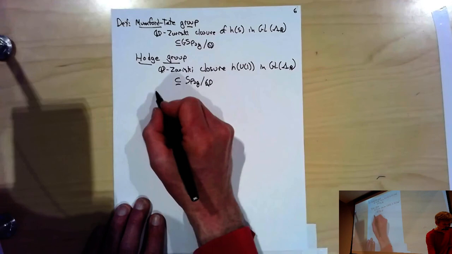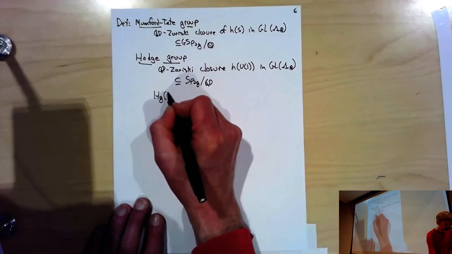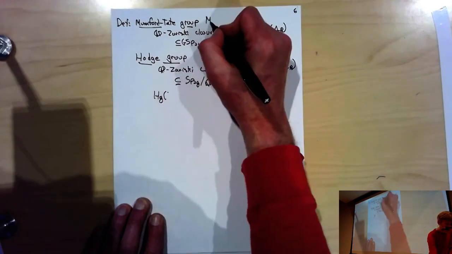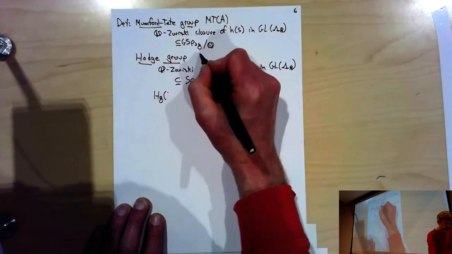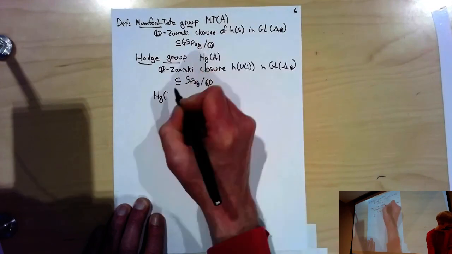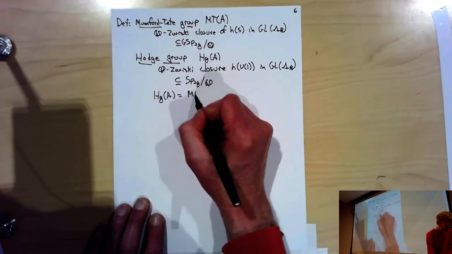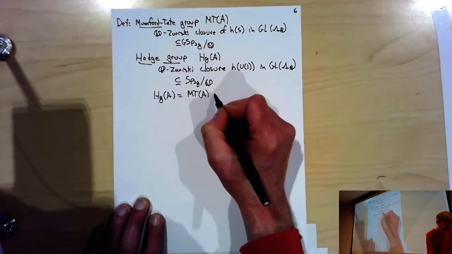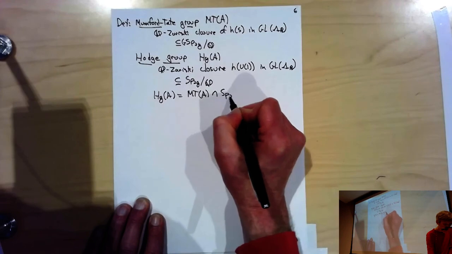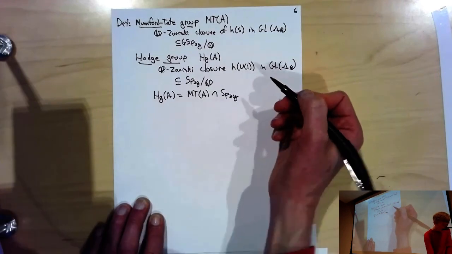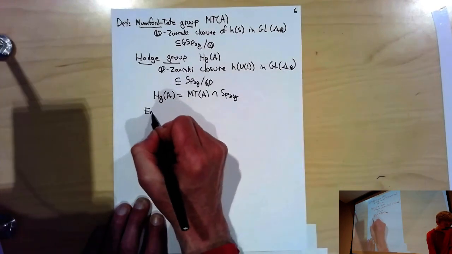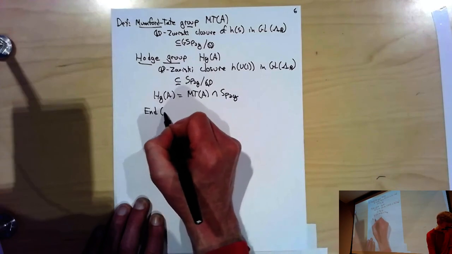And in fact, we'll find that, so I give notations here. MT of A for Mumford-Tate, HG of A for the Hodge group of our abelian variety A. So HG of A is equal to the Mumford-Tate group intersected with the symplectic group. One often sees this as an alternate definition.